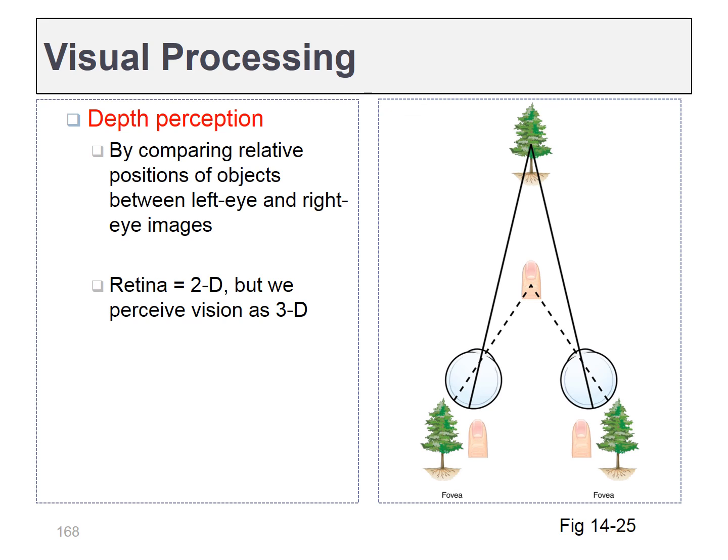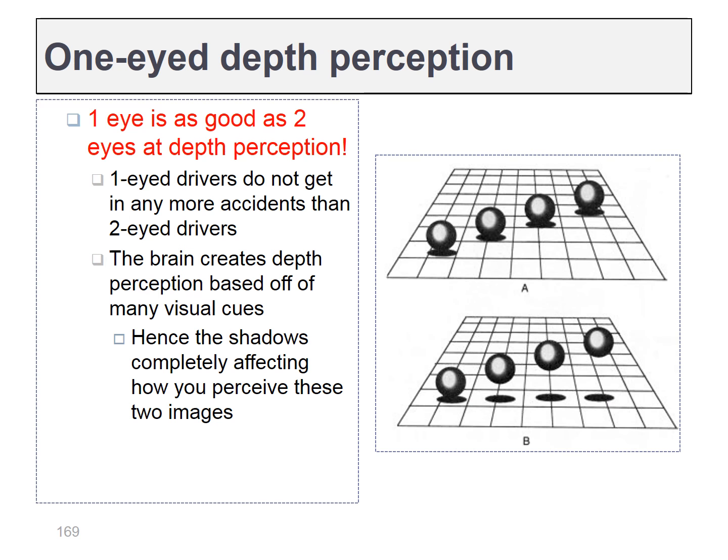Having two eyes in the front of our head can help with depth perception, allowing us to triangulate how distant objects are away from us. But in fact, most of our depth perception does not come from having two eyes at all. For instance, if you look at these two images to the right, the only difference between the two is where the shadows are located, and that changes what we perceive greatly.